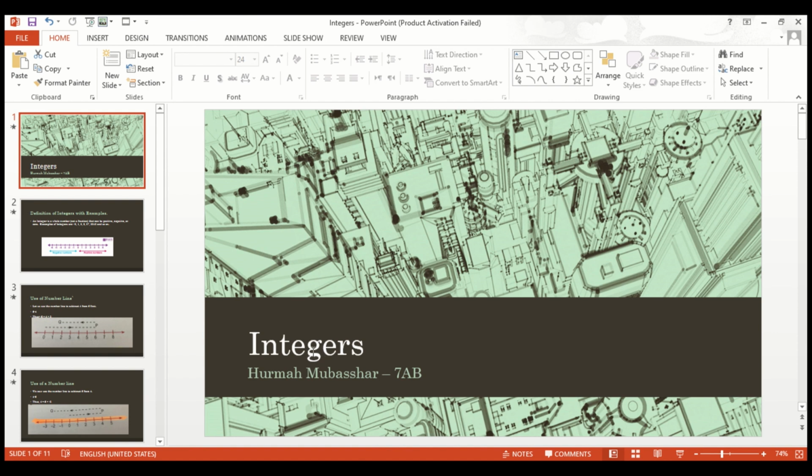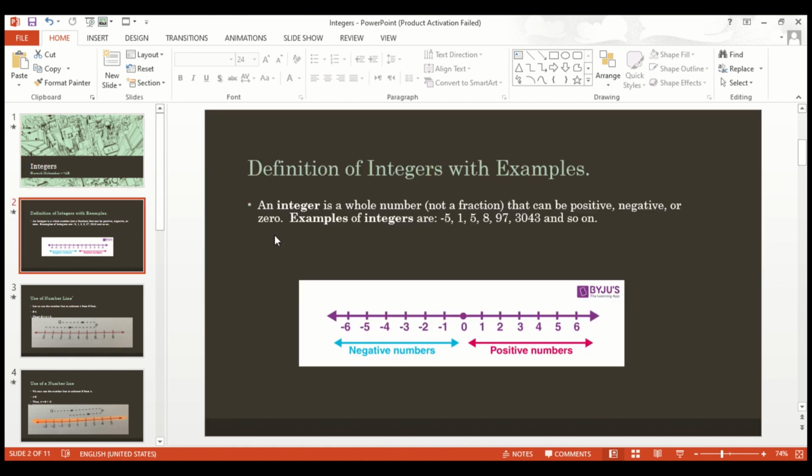Today, I'm going to be discussing integers. First things first, what is an integer? An integer is a whole number that can be positive, negative, or zero. Examples of integers are -5, 1, 5, 8, 97, 3043, and so on.